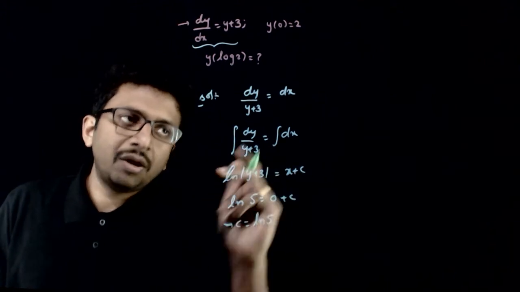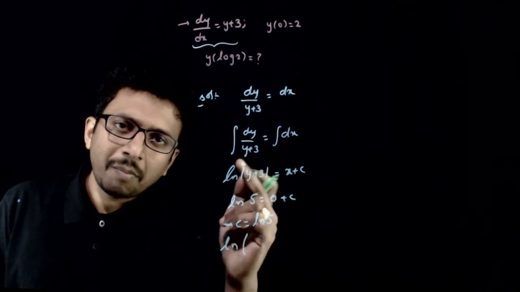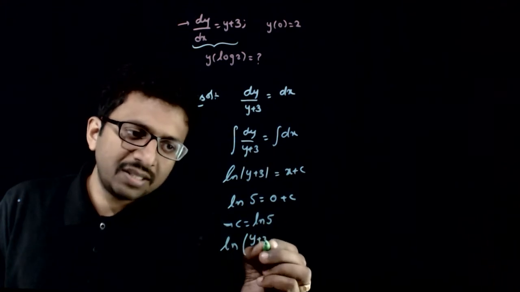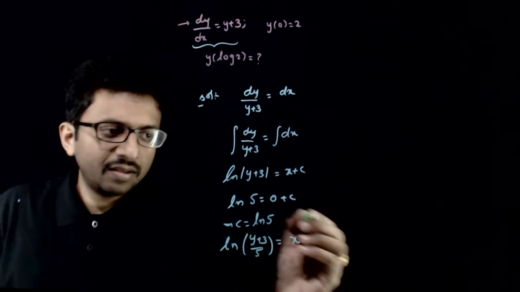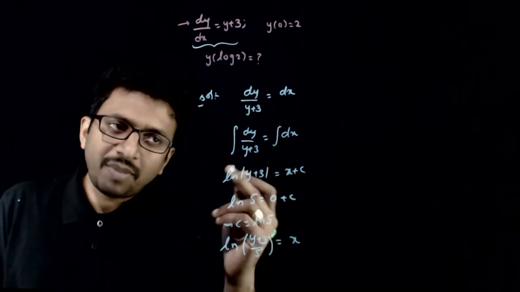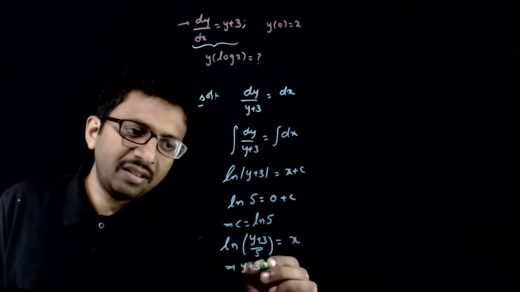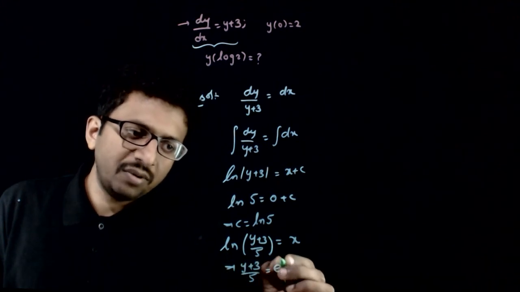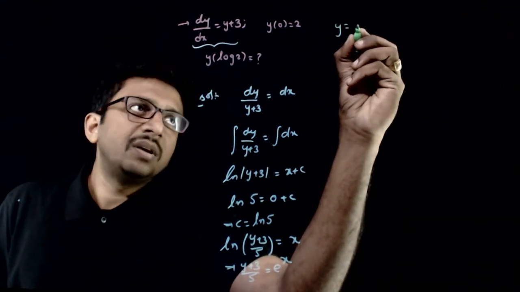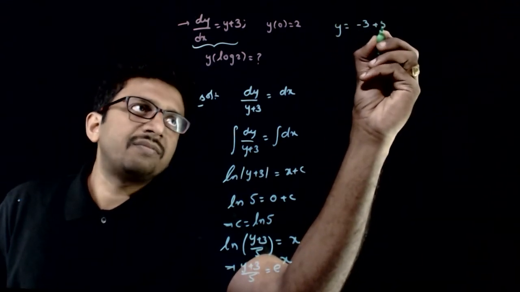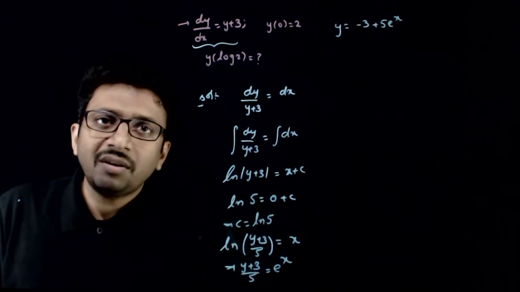So if you bring this c onto this side, ln(y + 3) minus ln 5 is ln((y + 3)/5) = x. This implies (y + 3)/5 = e^x. So y = -3 + 5e^x. So this is the function y.